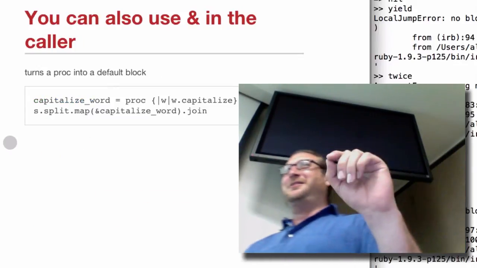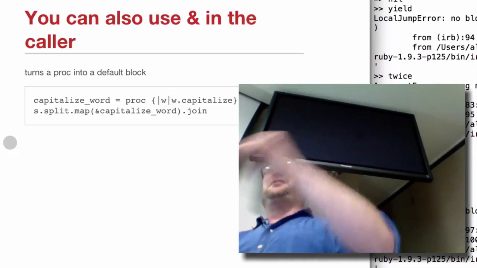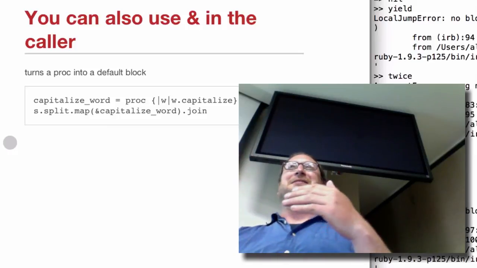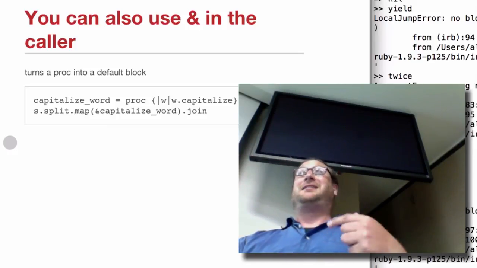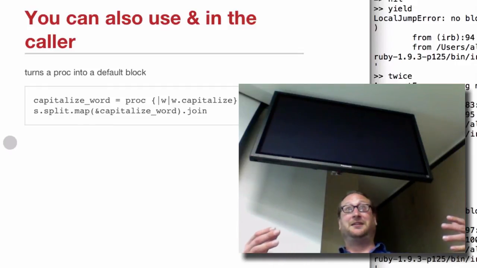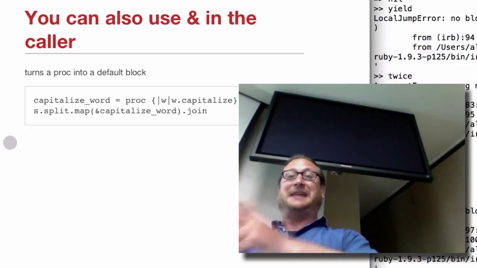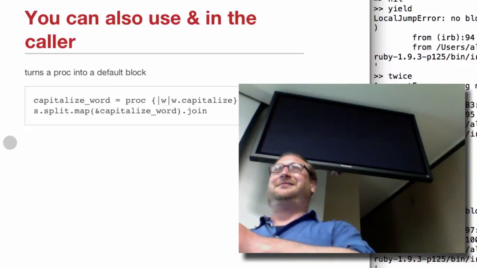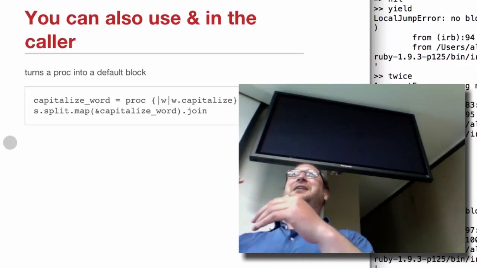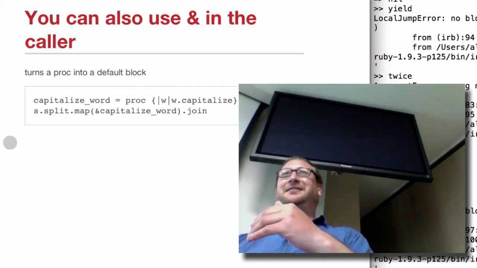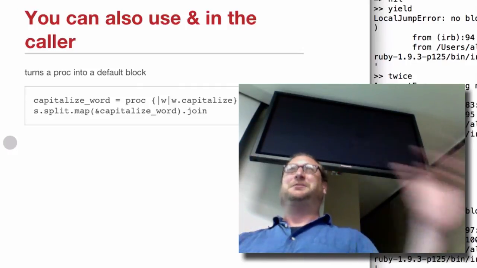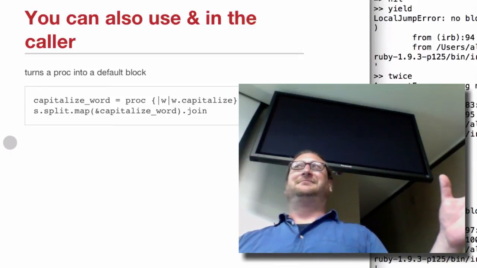You can also turn a proc into the default block on the other side, right? If you're a caller and you're calling a method that takes a default block, but you've got a proc, maybe it's something you've stashed away from long ago into a variable, you can turn that into the default block by using the same ampersand. It means the opposite. On the outside, it means turn a proc into the default block. On the inside, it means turn the default block into a proc. Same sense, but it's just completely the opposite. Okay.